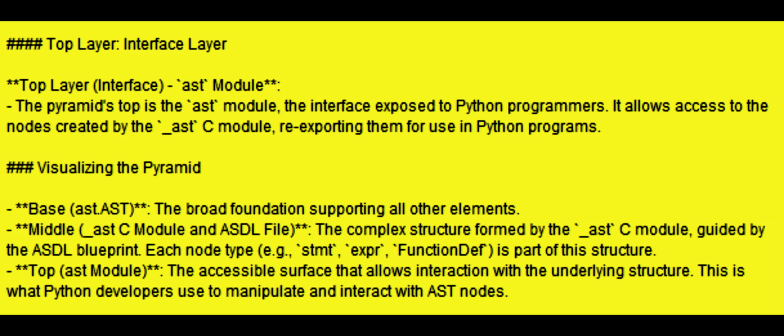Visualizing the pyramid. Base, AST, the broad foundation supporting all other elements. Middle, _ASTC module and ASDL file, the complex structure formed by the _ASTC module, guided by the ASDL blueprint. Each node type, e.g., stmt, expr, FunctionDef, is part of this structure. Top, AST module, the accessible surface that allows interaction with the underlying structure. This is what Python developers use to manipulate and interact with AST nodes.